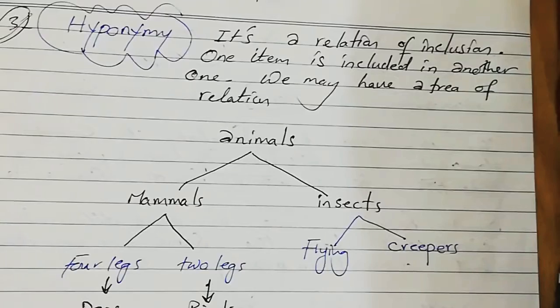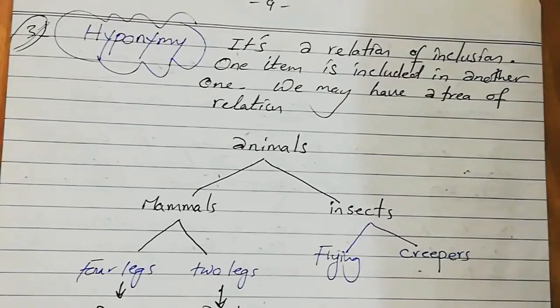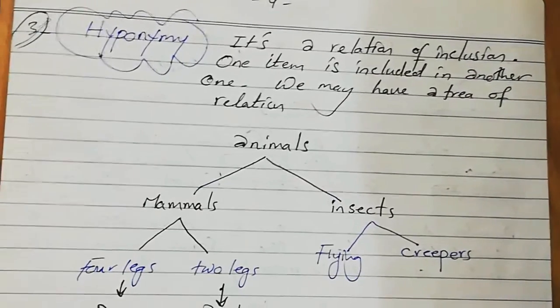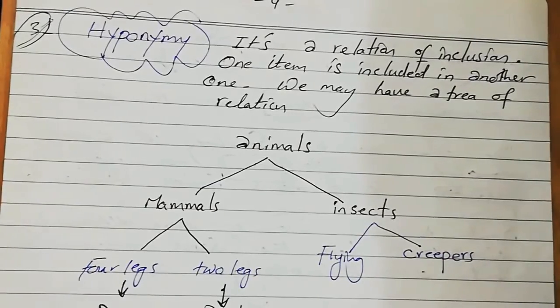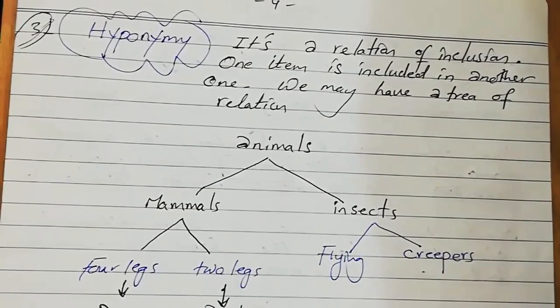We may have a tree of relation. يعني يجوز عندنا شجرة من الريليشن، لأن عندنا هنا one item يعني متداخل بالايتم الثاني.